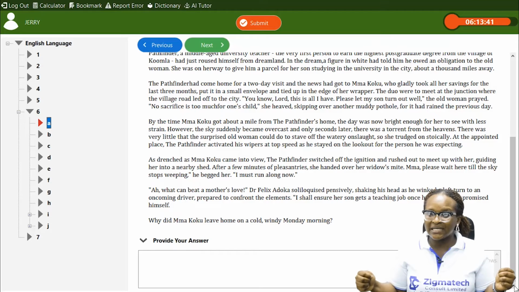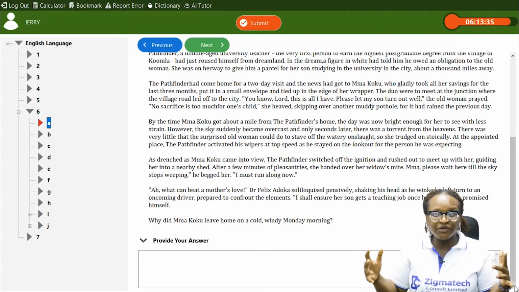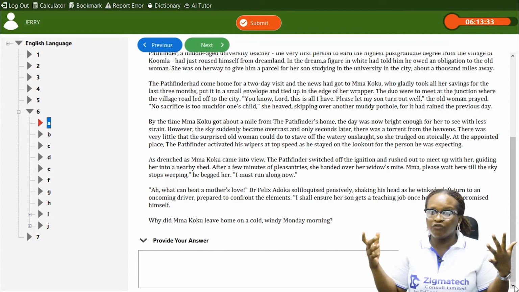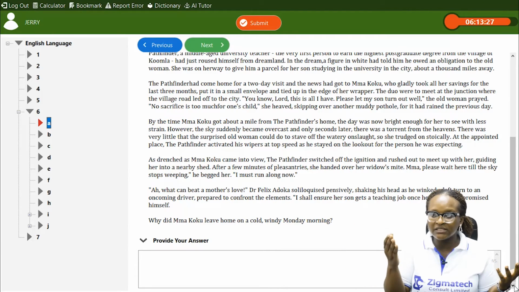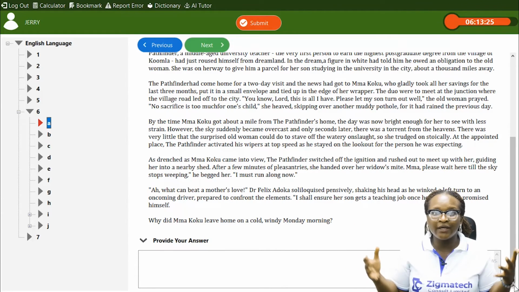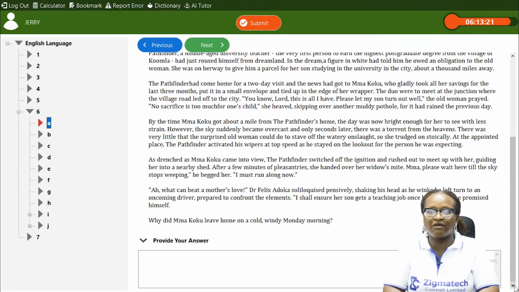"Mma, please wait here till the sky stops weeping." Wow, till the sky stops weeping. Does the sky weep? That's because of the downpour, and it's being figurative. You see what I told us? For those who must write narratives, you need to make use of your figurative expressions, and this is one of them, the sky weeping, and that's personification when you give life to something that doesn't have life.